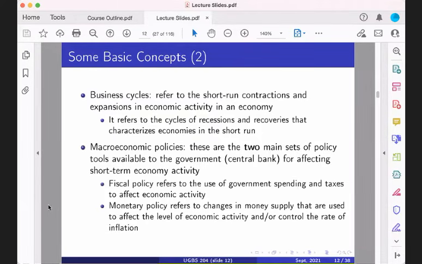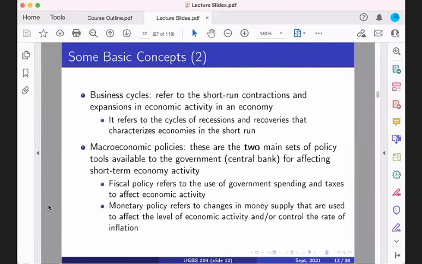The main agent or institution that is supposed to conduct monetary policy is the central bank of a particular country. The central bank is the one in charge of controlling the amount of money in the system. Sometimes when there is too much money in the system, it can cause inflation. So monetary policy is all about changing the supply of money in the economy. For instance, if there's too much money in the system, the central bank tries to take away some of this money so that it will tame inflation.